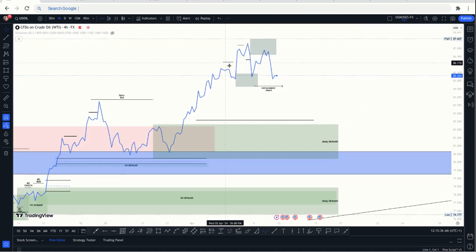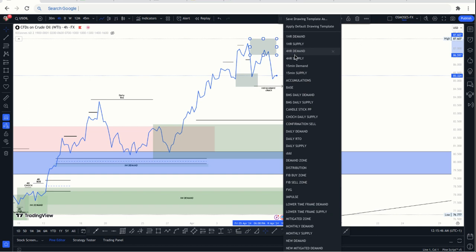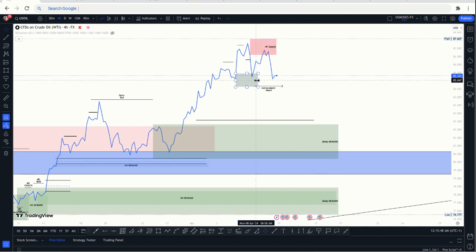So if I want to see my supply, where will my supply start from? My supply will start from here. This is where my supply will start from. So let me just, this is 4 hour, right? Let me name this 4 hour supply. Then here 4 hour demand. So the next supply will come from this zone. Yeah, this is where I would like to see.